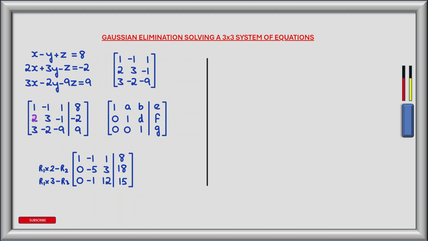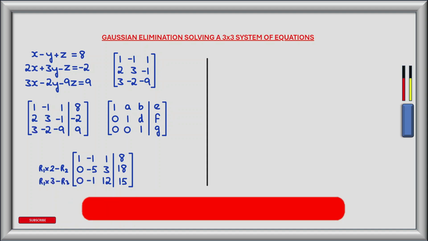So to do this, we need to multiply row 1 by 2 and then subtract row 2. And this gives us our 0 where we need it to be. And then we need to replace this value of 3 with another 0. So to do that, we need to multiply row 1 by 3 and then subtract row 3. And this gives us the 0 that we need. So that completes step 2.